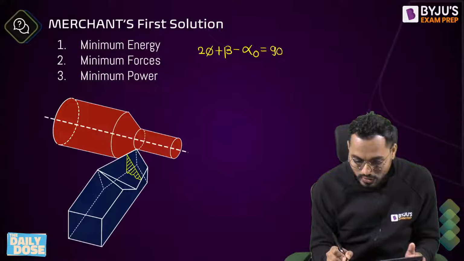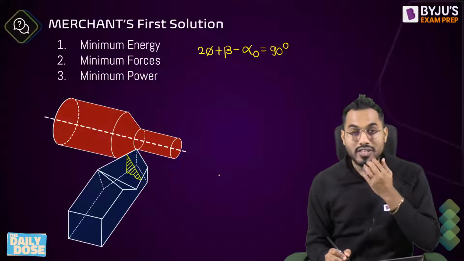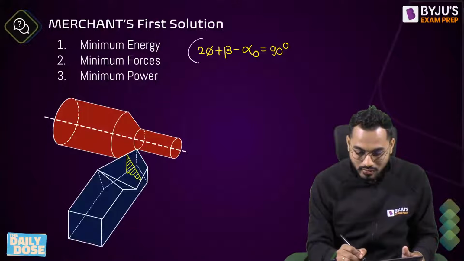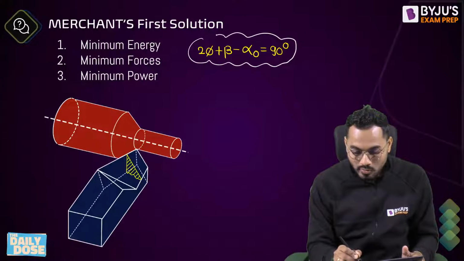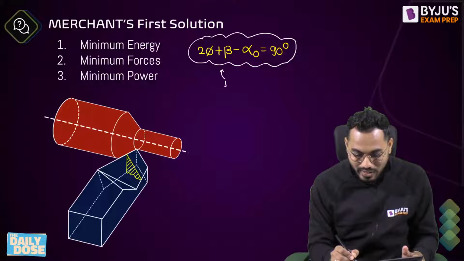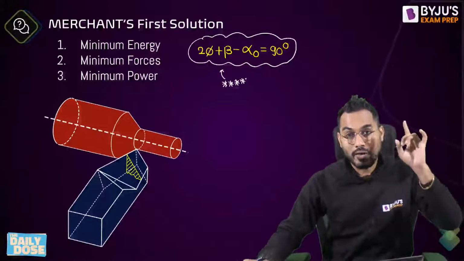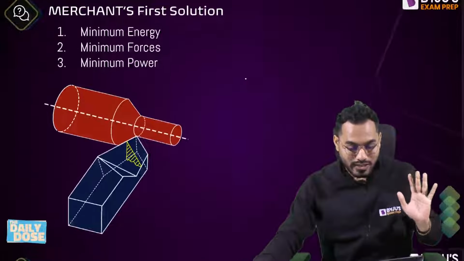This is called Merchant's first solution or Merchant's equation for minimum energy. The moment it is written in a GATE examination that minimum energy, minimum forces, minimum power consumption, it has to be used: 2 phi plus beta minus alpha 0 is equal to 90 degree.